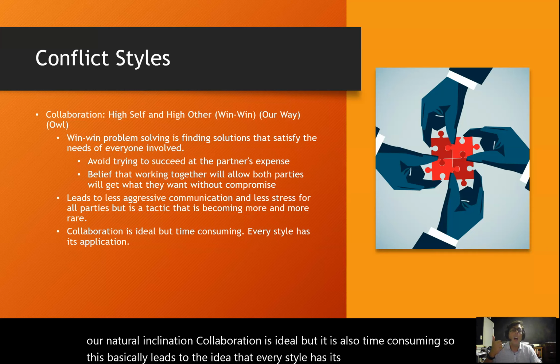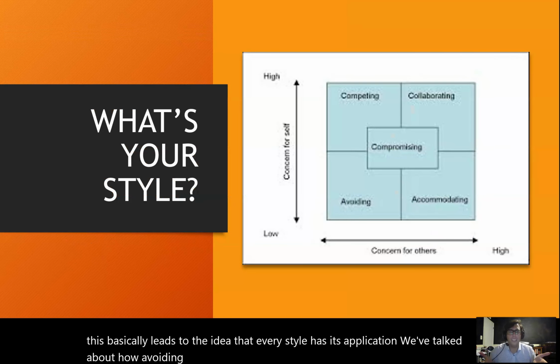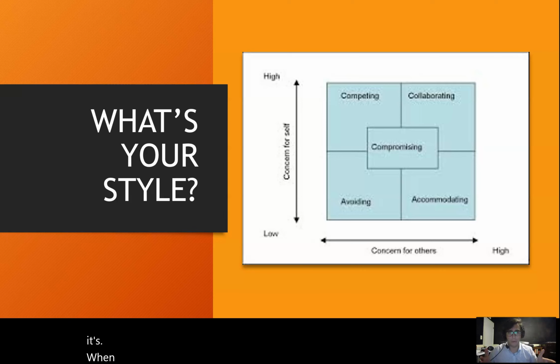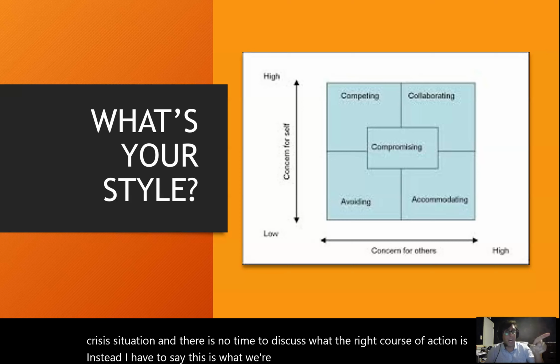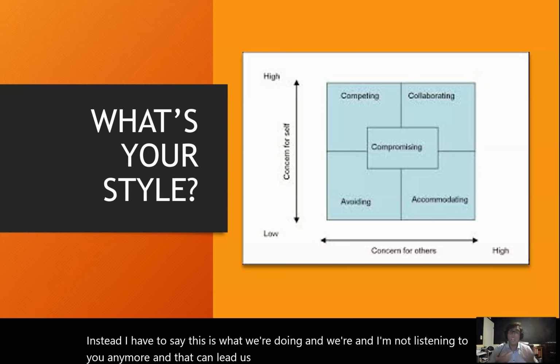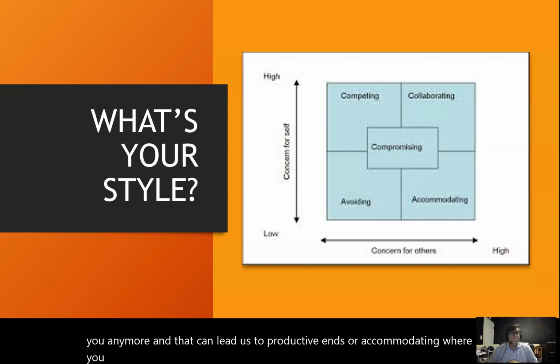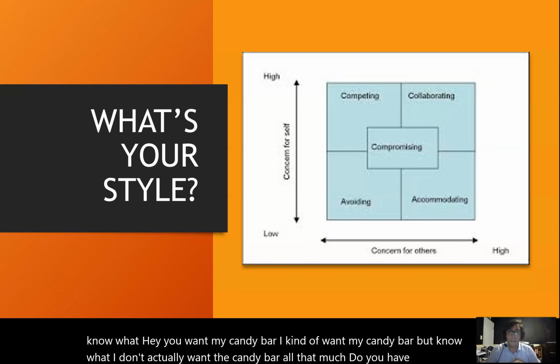We've talked about how avoiding has its time. Compromising also has its time when we can't get to collaboration. Competing has its time when maybe it's a crisis situation and there is no time to discuss what the right course of action is. Instead, I have to say this is what we're doing, and I'm not listening to you anymore. And that can lead us to productive ends. Or accommodating, where, you know what, hey, you want my candy bar, I kind of want my candy bar, but you know what, I don't actually want the candy bar all that much. You have it, please. Actually, you're doing me a favor.